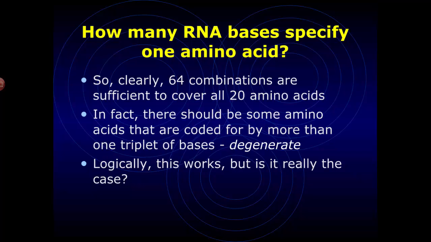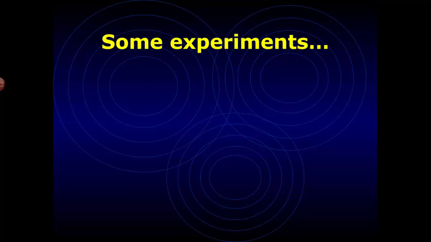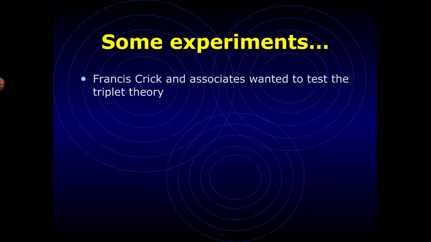Okay? Now, logically, this makes sense. Mathematically, it makes sense. But is that really what's going on? So we have to do some experiments. And you remember Watson and Crick, right? Well, Francis Crick and his lab associates wanted to test to see if 3 bases will code for 1 amino acid.